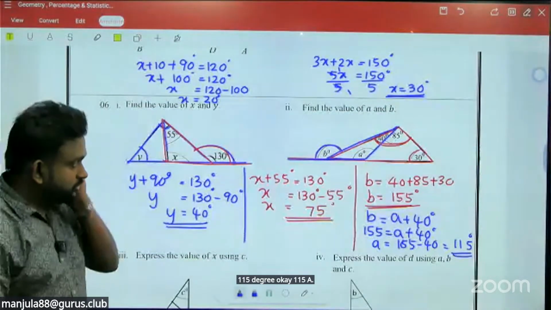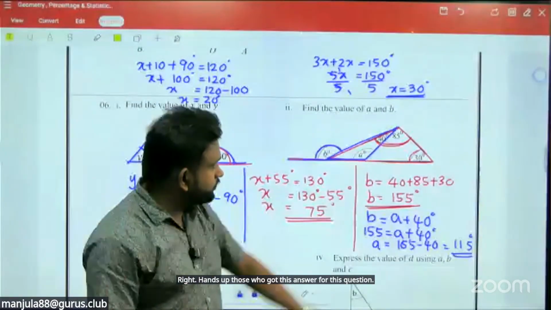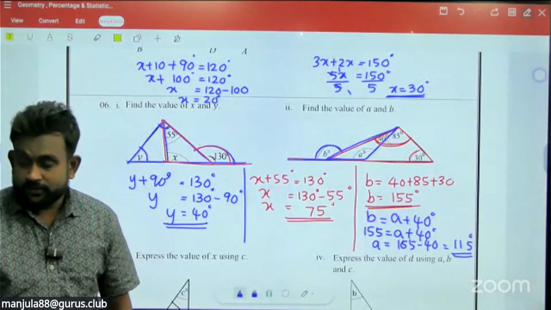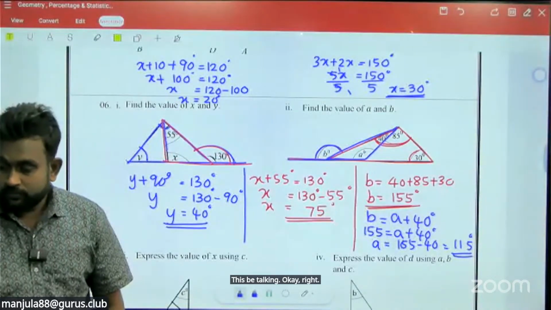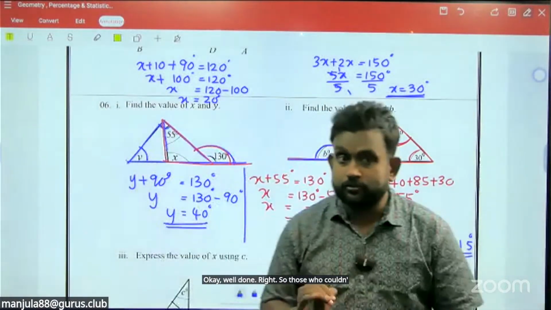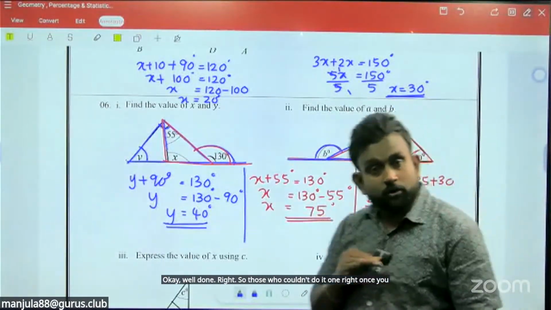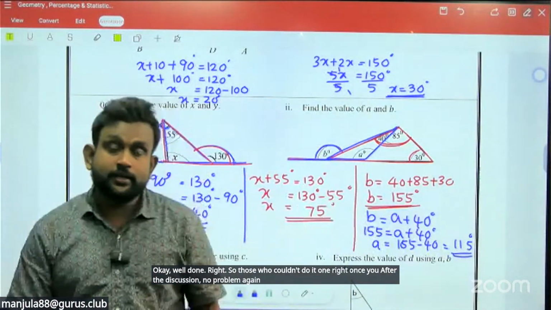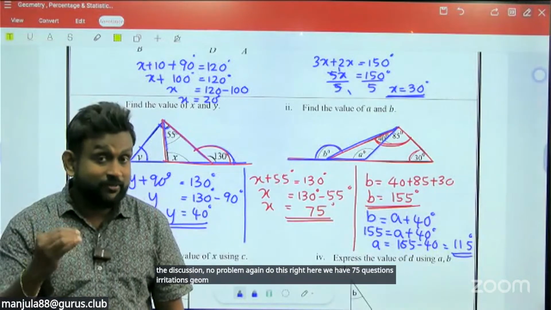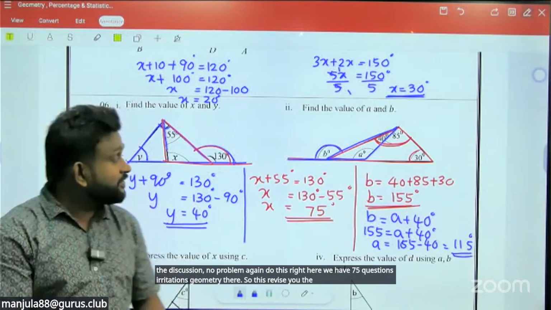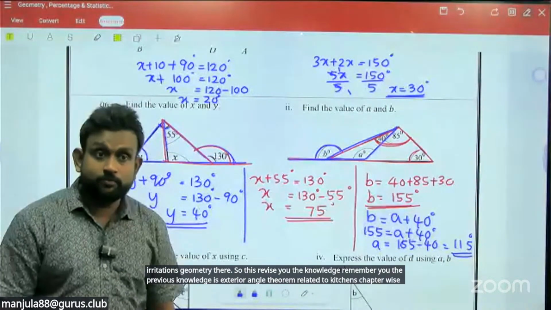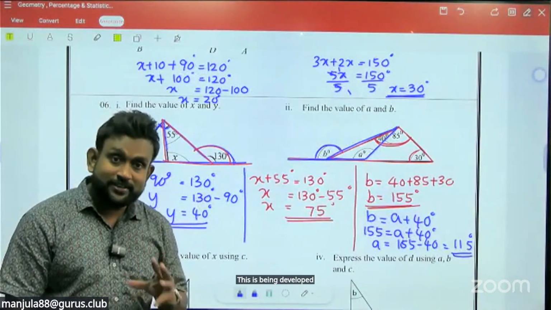Hands up those who got this answer for this question. Okay, well done. Those who couldn't do it, after the discussion, no problem, do this again. Here we have 7 or 8 geometry questions. So this revises your previous knowledge, the questions related to the exterior angle theorem. Chapter wise, this is being developed. The geometry is easy.